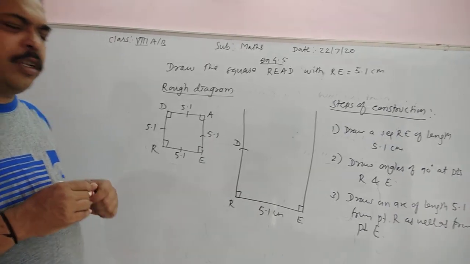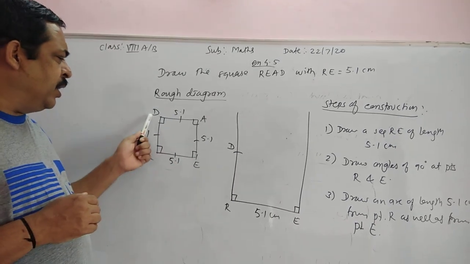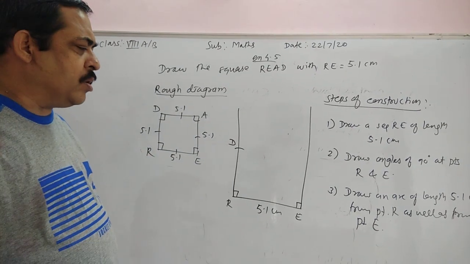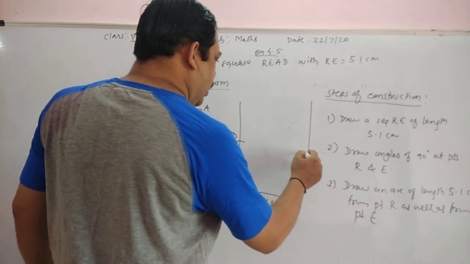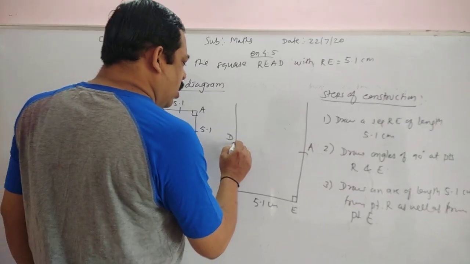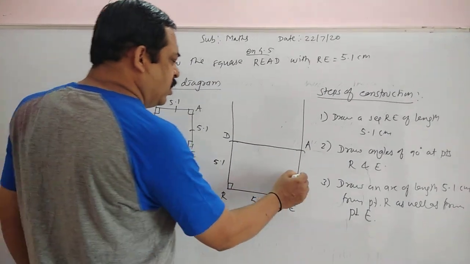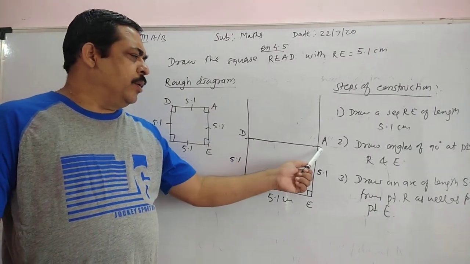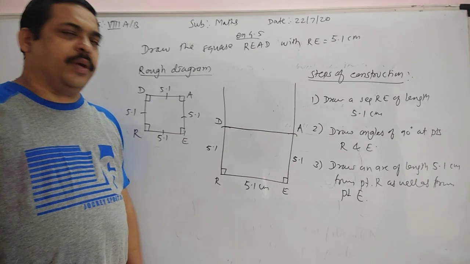Then by keeping the same distance, because EA distance is also 5.1. We already considered RD distance as 5.1. Now we have to consider EA distance 5.1. Therefore keep the same distance, put the tip of compass at point E now, draw an arc which intersects at this point, denote that point as point A. Then by using scale, join DA. This distance is also 5.1, this distance is also 5.1. Then we get the quadrilateral READ as a square.